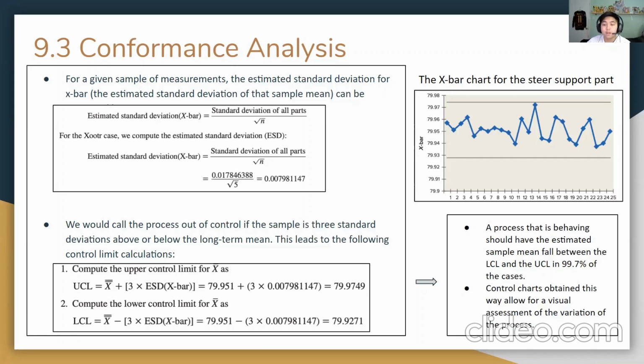79.9749. Then we need to compute the lower control limit for X bar. As follows, it would be LCL equals X bar minus 3 times the estimated standard deviation of X bar, which would then equal 79.9271. With that said, a process that is behaving should have the estimated sample mean fall between the LCL and the UCL in 99.7% of the cases. And control charts obtained this way allow for a more visual representation of the variation of the entire process.